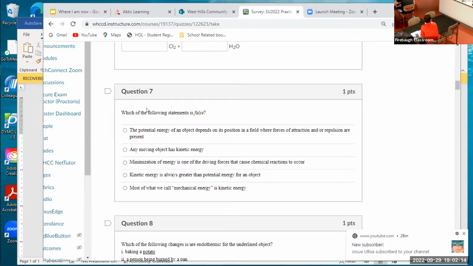So I'll read them out and then you tell me if it's false. Okay, first one, it says the potential energy of an object depends on its position in a field where forces of attraction and repulsion are present. Okay, so that's all right. So we believe that's true.